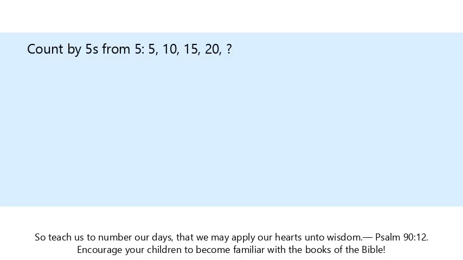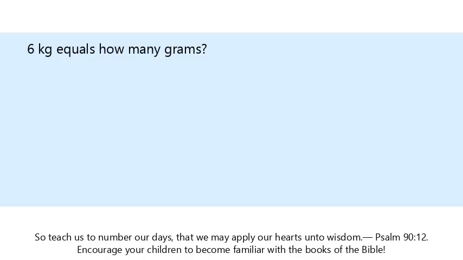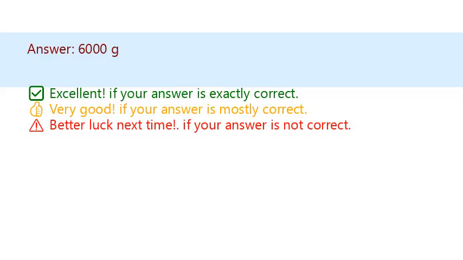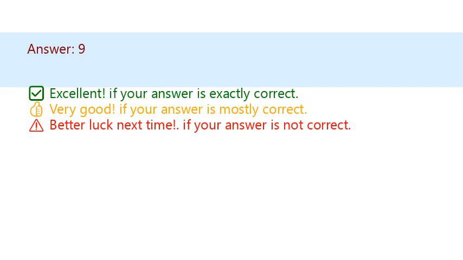Count by fives from 5: 5, 10, 15, 20. Answer, 25. 6 kilograms equals how many grams? Answer, 6,000 g. 4 plus 5 equals? Answer, 9.